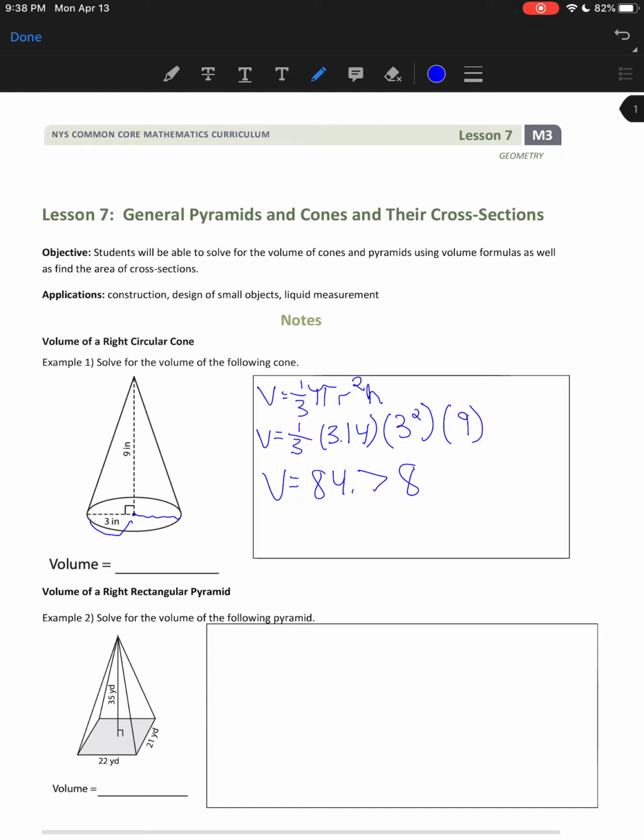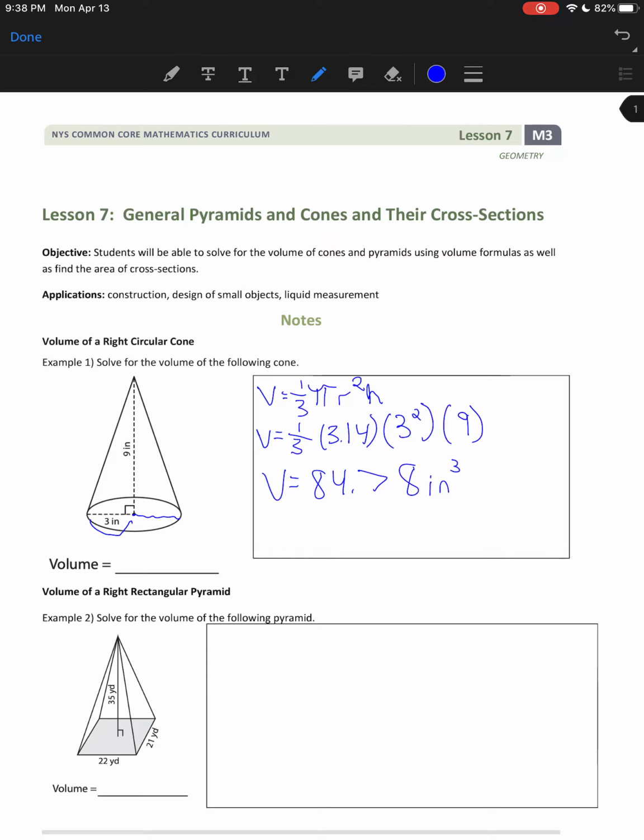And to be clear, since we had inches, this would be inches cubed, or inches to the third. So that's how we do the volume of a cone.